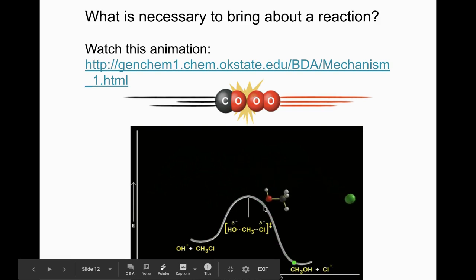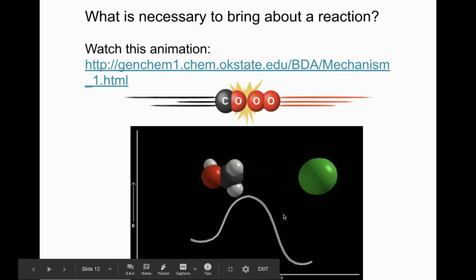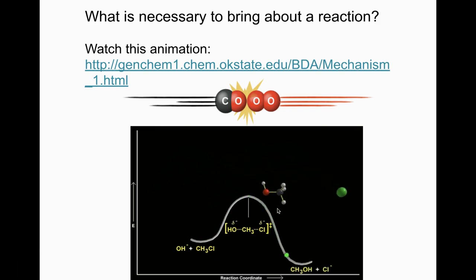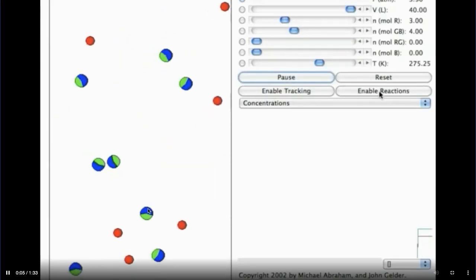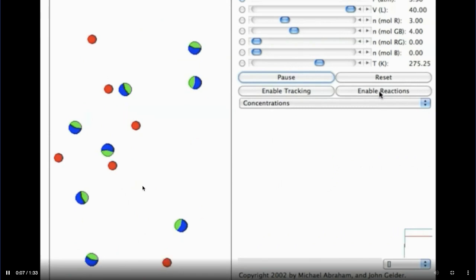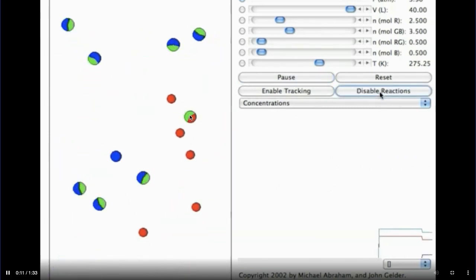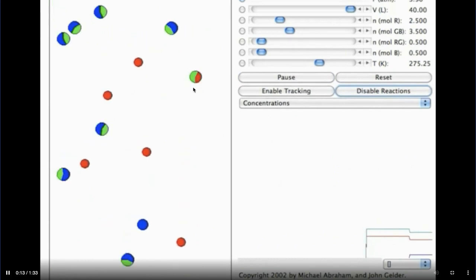So we have attractions that break and attractions that form. And in order for these bonds to break and form, there has to be a collision. So looking at this video quickly, I didn't have time to show it in class. I thought it didn't add as much as that one animation, but you can see that things need to collide in order to transform.